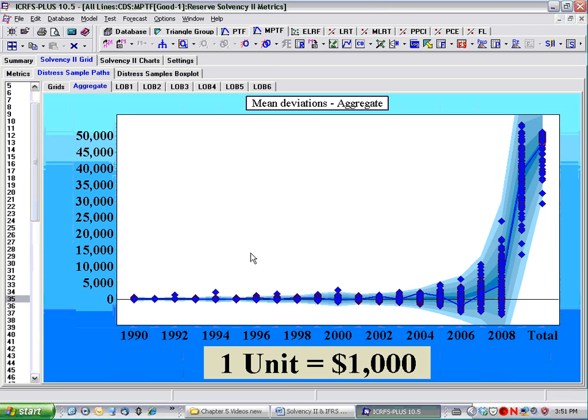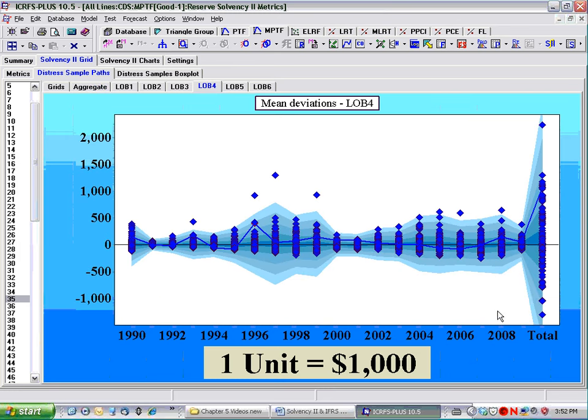All right, so the deviations from the mean for the aggregate is around 50 million. LRB4, well, you can see it's very small dollar values because LRB4 is a small line of business.